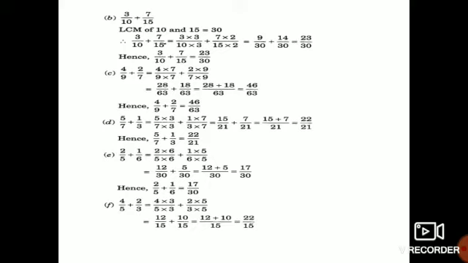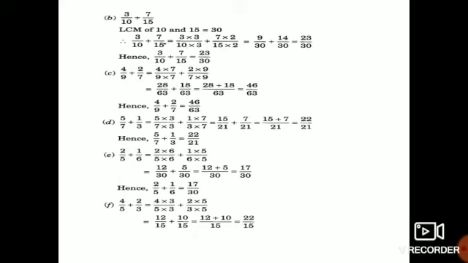How can I make 5 equal to 15? By multiplying it by 3. If I multiply the denominator by 3, I have to multiply the numerator also by 3. It will be 12 by 15. In the same way, I have to make the denominator of the second fraction also equal to 15. So I have to multiply both numerator and denominator by 5. So it is 10 by 15.